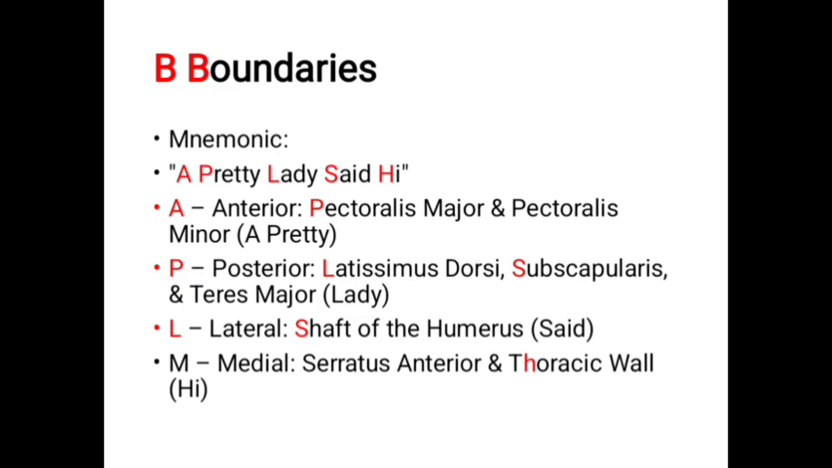But if you can remember just latissimus dorsi in your exam, you will still have the score for the posterior boundary. Next is L, which is the lateral boundary, and the next word represents what forms it, which is the shaft of the humerus. The shaft of the humerus forms the lateral boundary. Finally, the medial boundary is formed by serratus anterior and the thoracic wall. So this mnemonic is a two-way mnemonic that helps you remember the boundary you are talking about and also what forms each boundary.